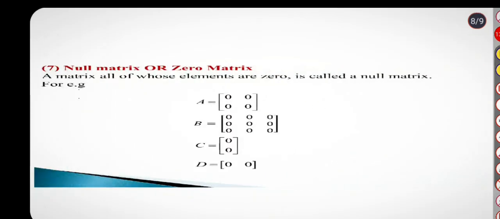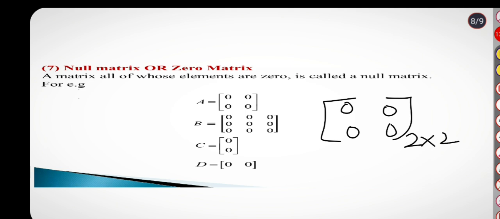Now next, null matrix or zero matrix. A matrix all of whose elements are 0 is called a null matrix. All elements in a matrix, in every row and column, are 0. Then you can say that this is the null matrix. Null means zero matrix also. Here one is 3 cross 3, another is 2 cross 1, and another is 1 cross 2. These are the orders of the null matrix.